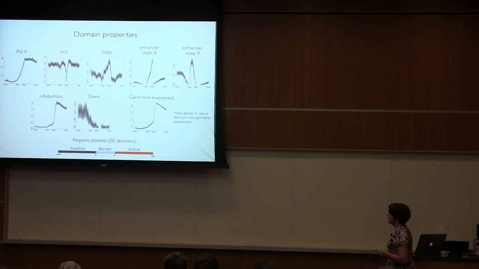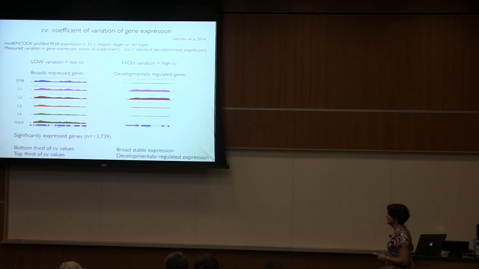Okay, so we're getting some idea about what these are. We wanted to look a little bit more at what different types of genes might be here. To do that, we turned to an analysis using the coefficient of variation of gene expression. I want to explain what that is. Essentially, it's a measure of how gene expression varies across development and cell types.